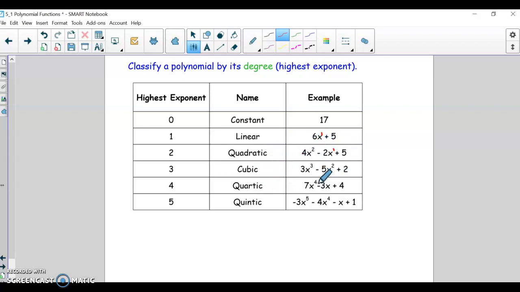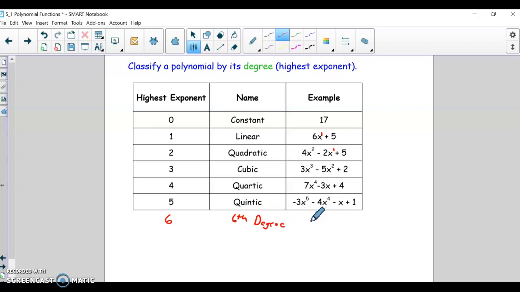Fourth is quartic, and fifth is quintic. Okay, so you might want to add this. I always forget to put this on the note sheet. So if you have the note sheet, you could just add a little sixth one here. And after 6, there is no special name. They just call it a 6th degree or a 7th degree or whatever the exponent is.